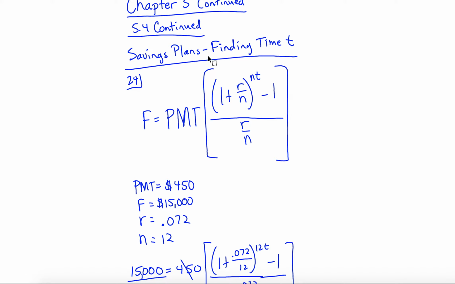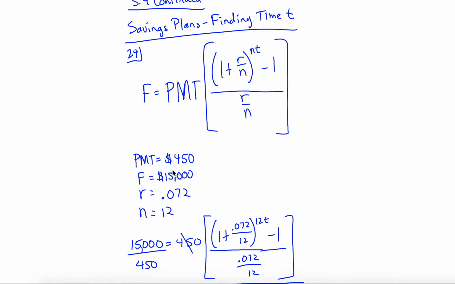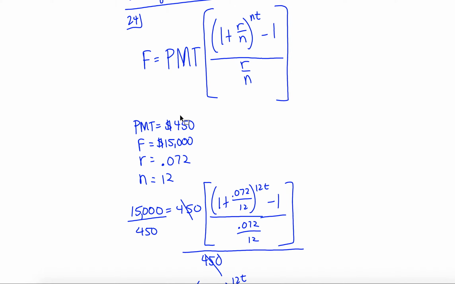So, let's say I want to find a savings plan. I want to find out the time in the future. So, let's say I have a payment of $450. I want to have a future value of $15,000, and my interest rate is 7.2% or 0.072, and I'm going to put money away every month. So we can figure this out, put all the numbers in the right place.